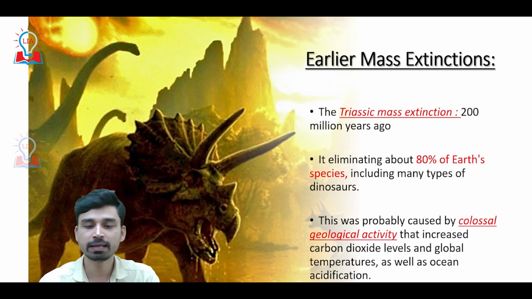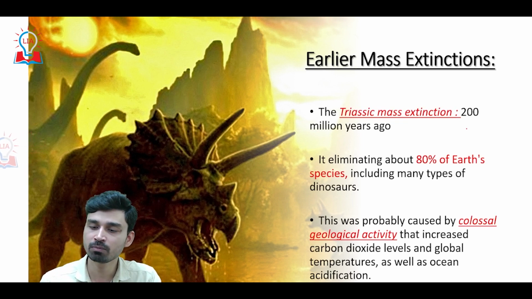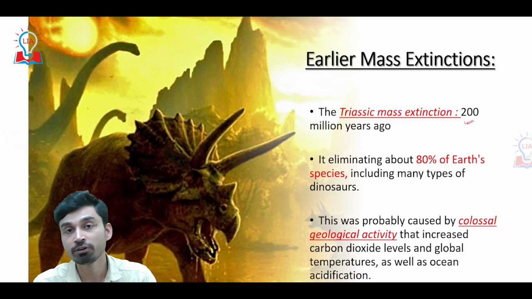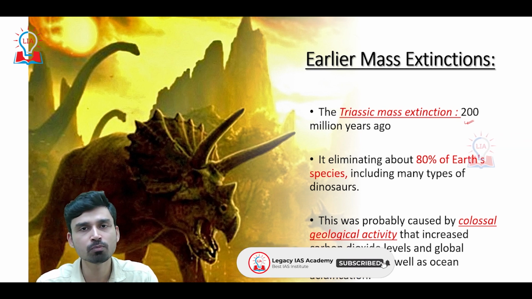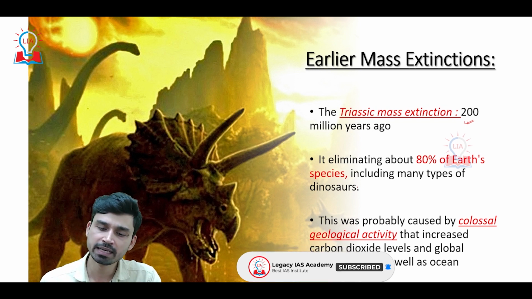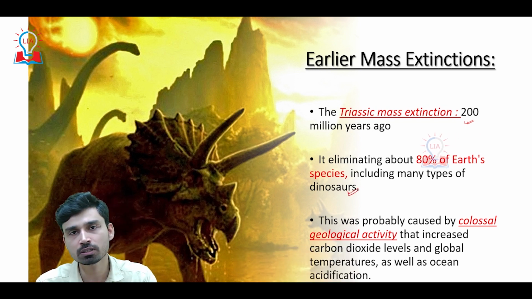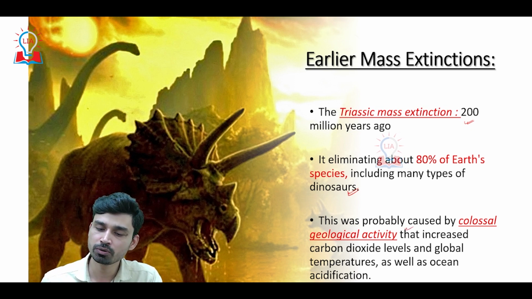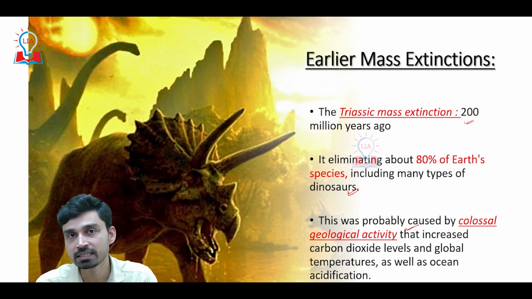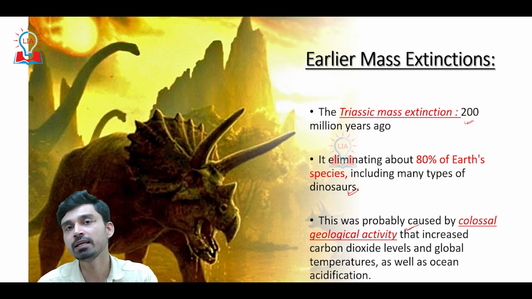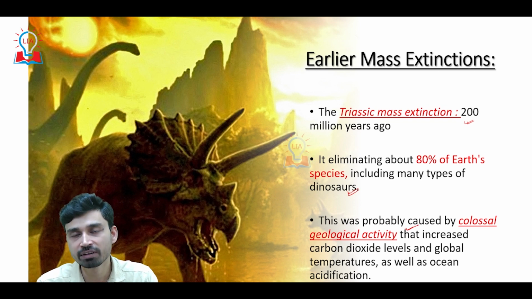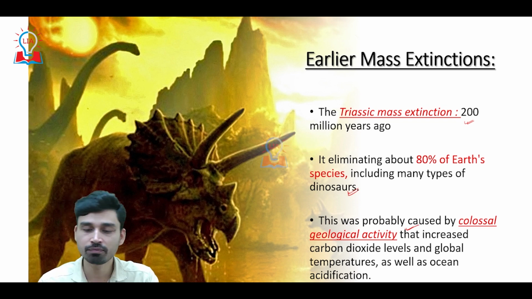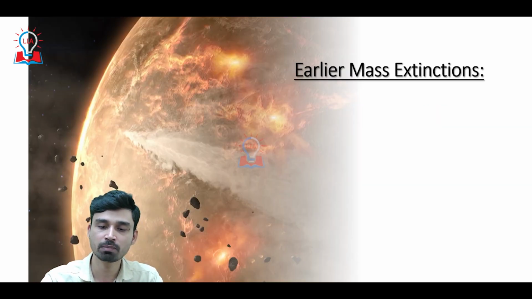Then coming to the next mass extinction that happened about 200 million years ago, which is referred to as the Triassic mass extinction. The Triassic mass extinction eliminated almost 80% of the Earth's species, including many types of dinosaurs, and this was also because of the colossal geological activity going on during this time period, where we have an increase in the level of carbon dioxide, very high global atmospheric temperature, as well as massive acidification of the ocean. So these are the three factors that led to the Triassic mass extinction.